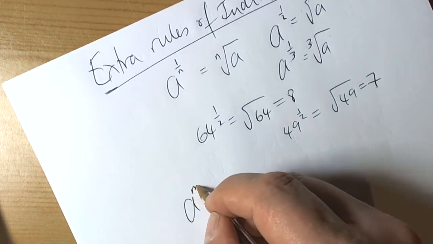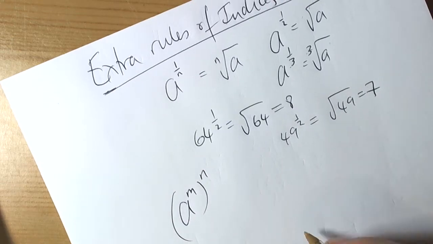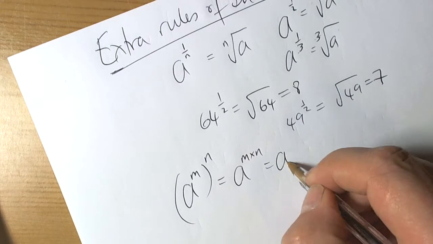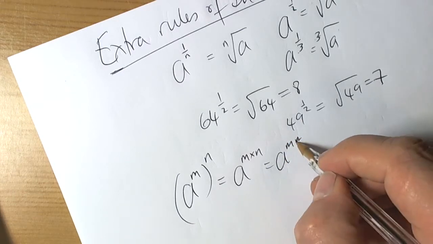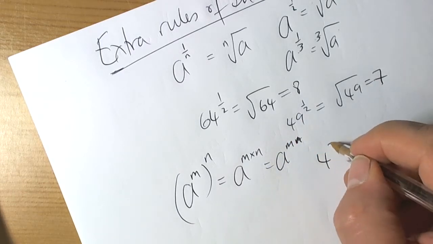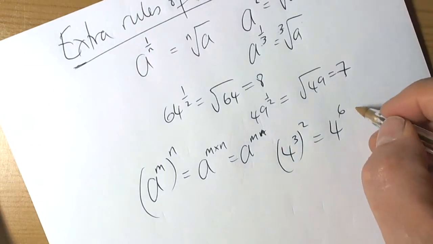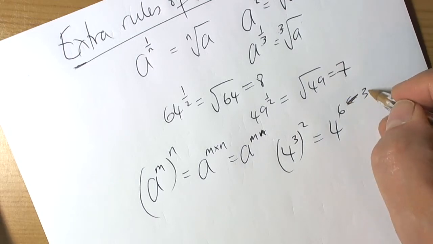If I'm doing something to a power but then raise it to another power, then the two powers can be multiplied together. So it becomes a to the mn. For example, if I've got something like 4 cubed to the power of 2, that's the same as 4 to the power of 6. We've got the 6 because we did 3 times 2.